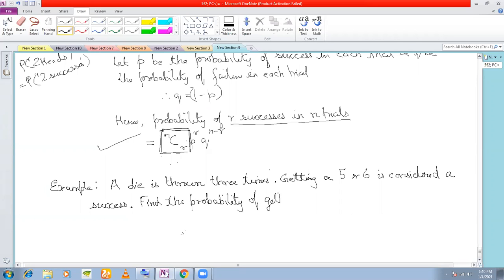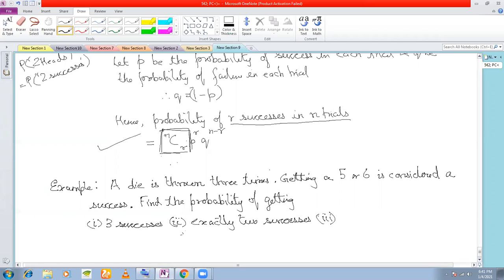Now you have the questions. Number 1, the first question is 3 successes. What does 3 successes mean? Getting a 5 or 6 in all the 3 trials. Next, exactly 2 successes. That means getting a 5 or 6 in exactly 2 of the 3 trials.